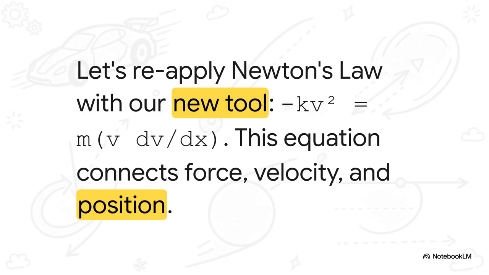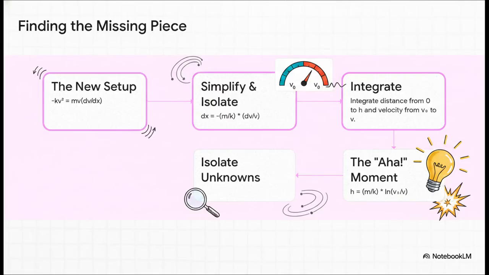Okay, armed with our new tool, let's go back to Newton's law and try this again. We're going to substitute our new expression for acceleration right back into F equals ma. The force on the left side is still negative kv squared, but the right side now becomes m times v times dv over dx. We run the same play as before. Separate the variables and integrate. But this time, we're integrating over distance from 0 to h and velocity from v0 to v. We do the math and look at this. We get an expression for h that has that same pesky m over k ratio in it. This is it. This is our aha moment. We've just found a way to define that unknown chunk of variables using only the stuff we know.